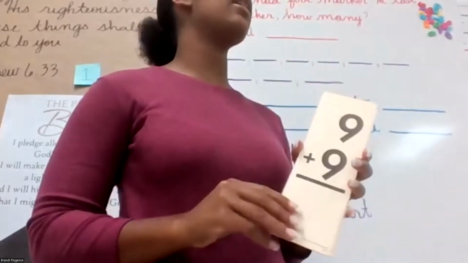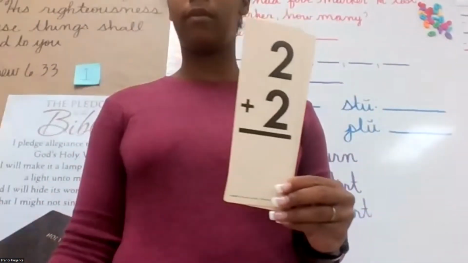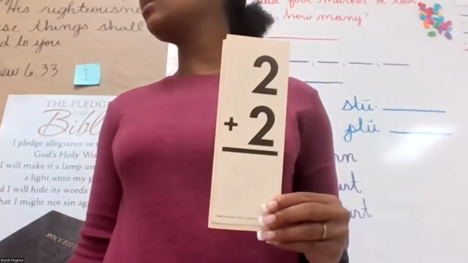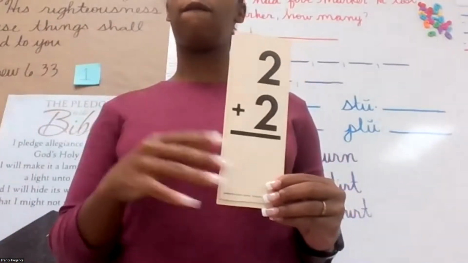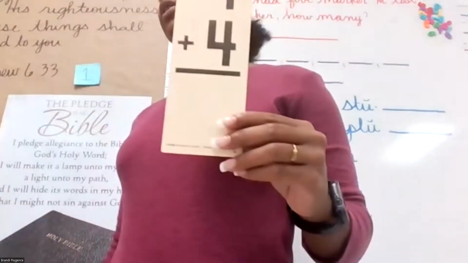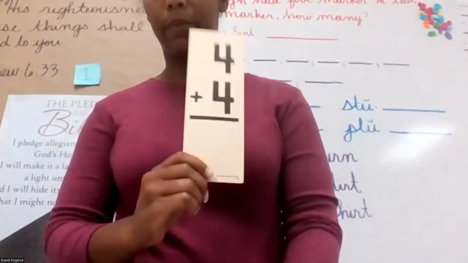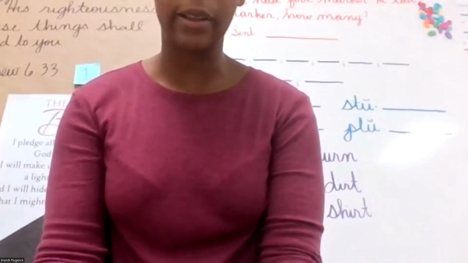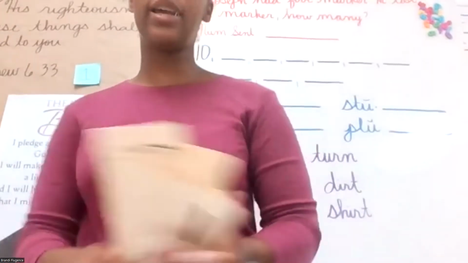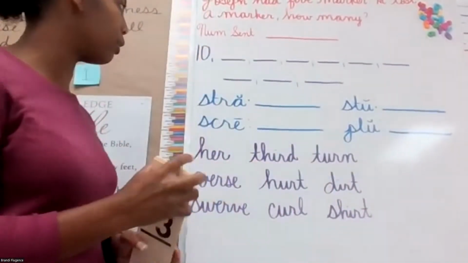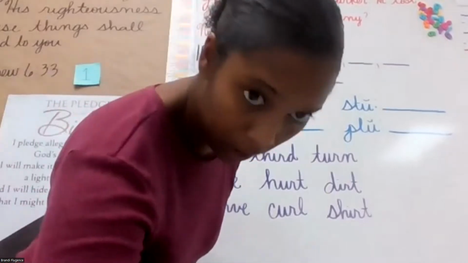9 plus 9 equals 18. 2 plus 2 equals 4. 4 plus 4 equals 8. Awesome. All right. So those are the plus 1 and doubles facts. We did learn plus 0, but that's pretty easy, so we're not going to.